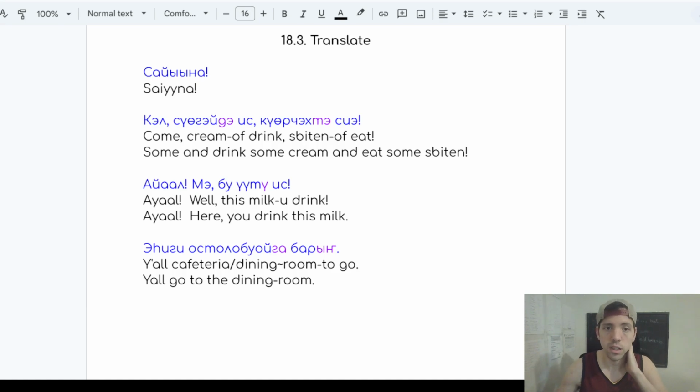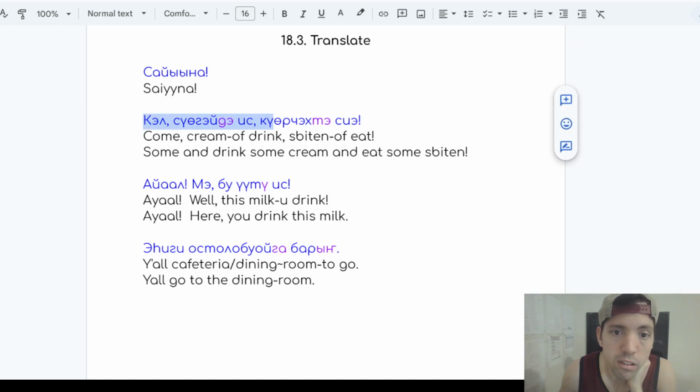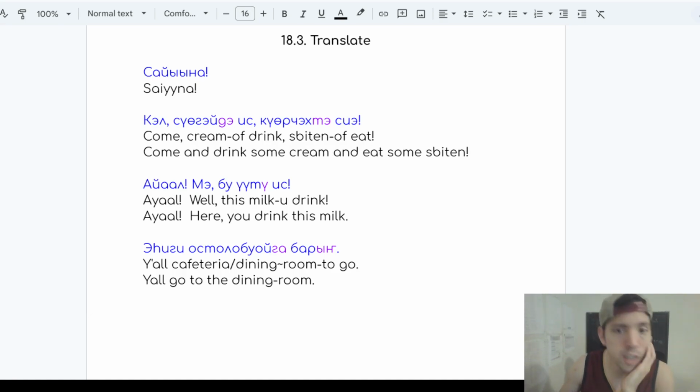Okay. Then we have this translate section from the book, and although I translate everything, this is the section of the book that they actually ask you to translate, but anyway. Sayana, somebody's name. Kel, sögeide is. Kortek te sie. This part has a lot of words from the last lesson, the food names. So, come and drink some cream and eat some spiten.